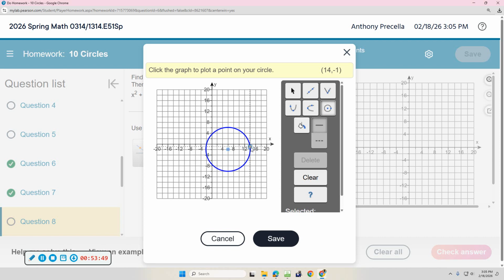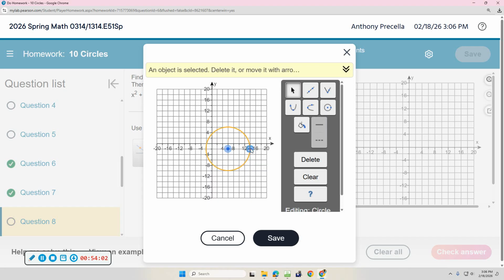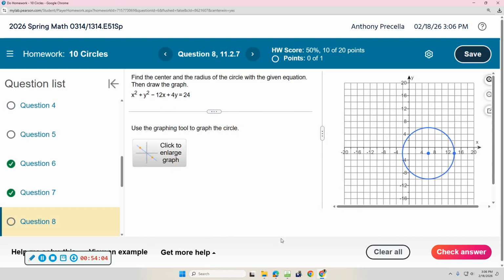We're at 6 plus 8, so you're going to what, 14? So that would be 14, negative 2. I moved up. No, it should be right there. Is that where he wants to be? 14, negative 2, yes. Save it to the original graph and check answer.